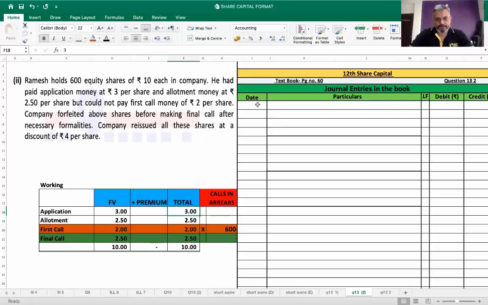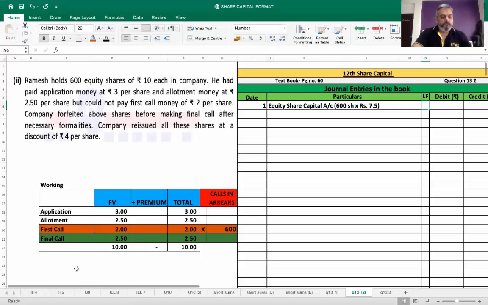Now let's write the first entry, equity share capital account. 600 shares into rupees 7.5 per share. Now, why not 10? Because company has so far called only 7.5. So 600 into 7.5, which comes to 4,500.